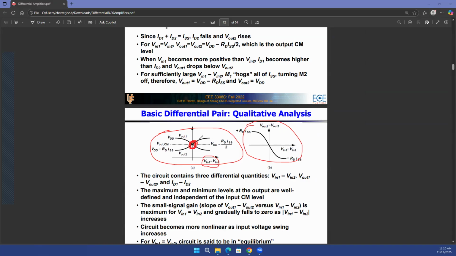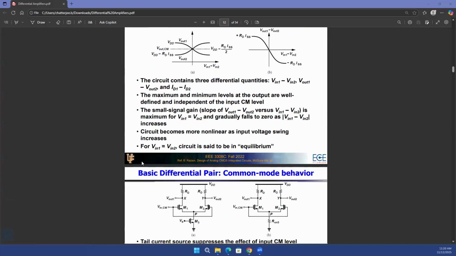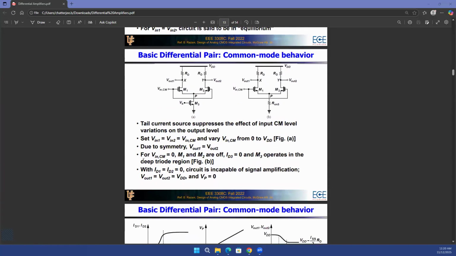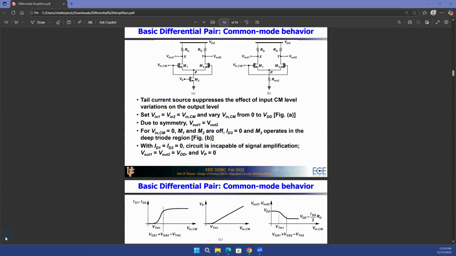Now let's say that point moves up and down. So how would that look? Okay, I have this point as VDD minus RD times ISS over 2. That's the crossover point of the two Vout ones. And at that point, your V1 minus V2 is equal to 0. So let's say my V1 minus V2 is equal to 0, but my common mode point moves up and down. That is, they're the same, but they're moving up and down simultaneously at the same time. How does the behavior of the circuit look in that case?